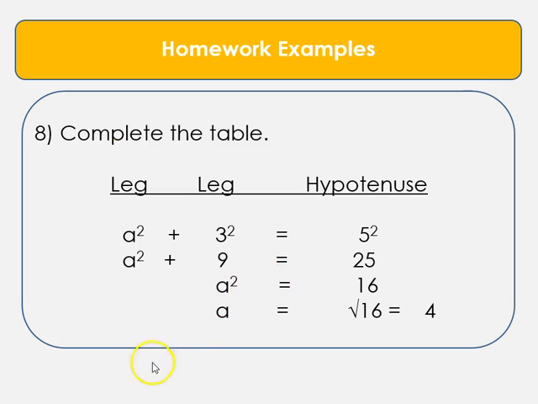Let's take a look at the table that contains number 8. They're asking you to fill in the unknowns for a leg of a right triangle. You have known values for one leg and the hypotenuse. So go ahead and solve for whatever you can. 3 squared is 9. 5 squared is 25. Continue to solve by subtracting 9 from both sides. A squared equals 16. And A equals the square root of 16, which is 4. So that means that the missing side length is 4.